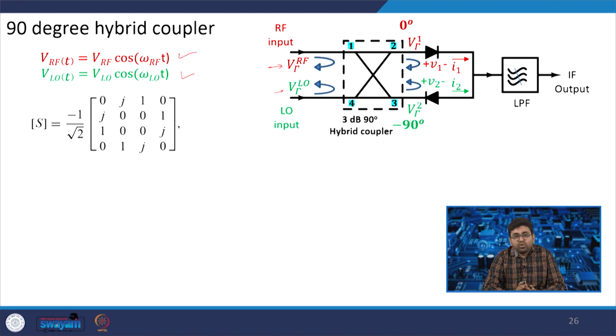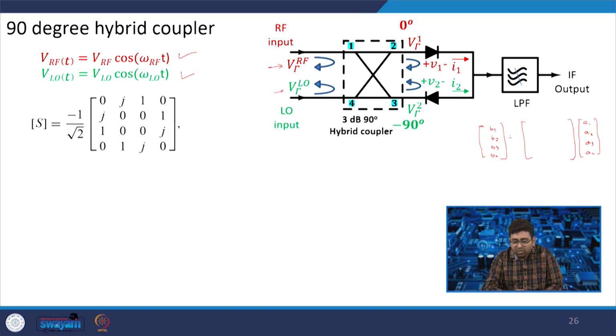So, we should know the S parameter of the 3dB 90-degree hybrid coupler. This is the S parameter of the hybrid coupler, because this will tell us what the output will be at the different ports. We can write it down as B1, B2, B3, B4, and then this is the S parameter, and then the same for A1, A2, A3, A4. So, A is the incident voltage.